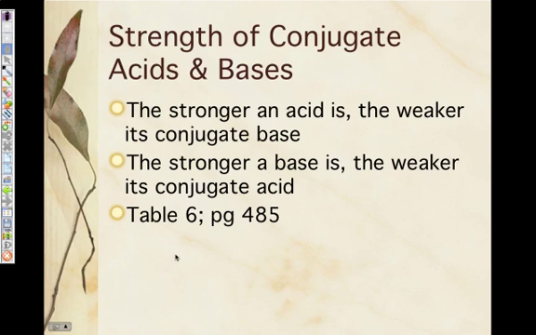This is still about the conjugate acid stuff. If we have a strong acid, when you look at its conjugate base pair, it's going to be a very weak conjugate base. So the stronger the acid, the weaker the conjugate base. The stronger the base, the weaker the conjugate acid. If you have a really weak acid, you're going to have a very strong conjugate base. Weak bases are going to have very strong conjugate acids. And there's a table in your book, table 6, that lists the strengths of the acids versus their conjugate bases. You can look at that.